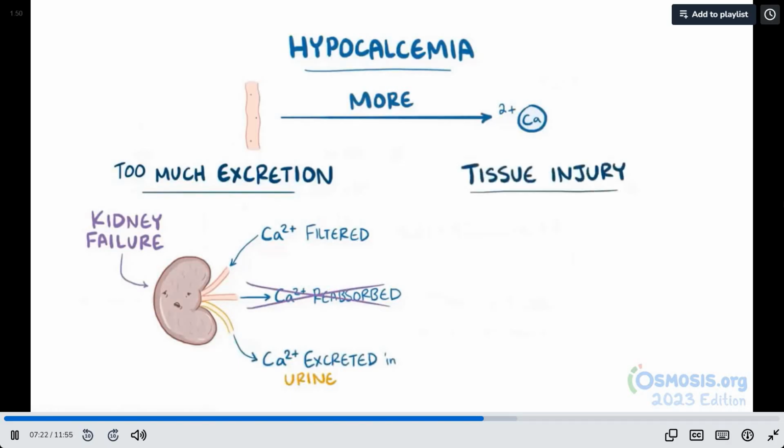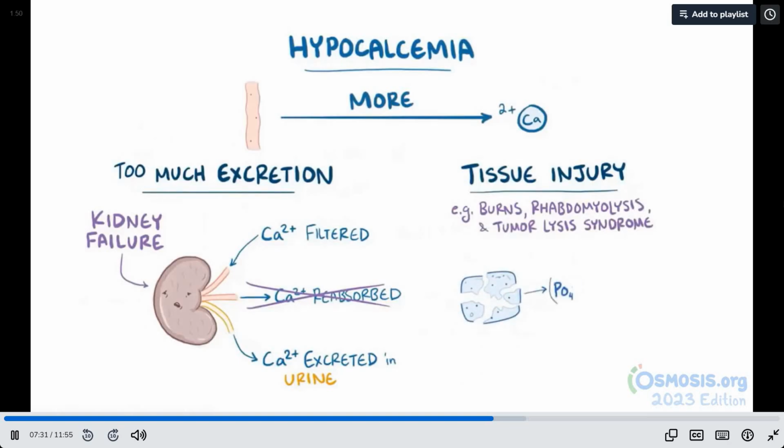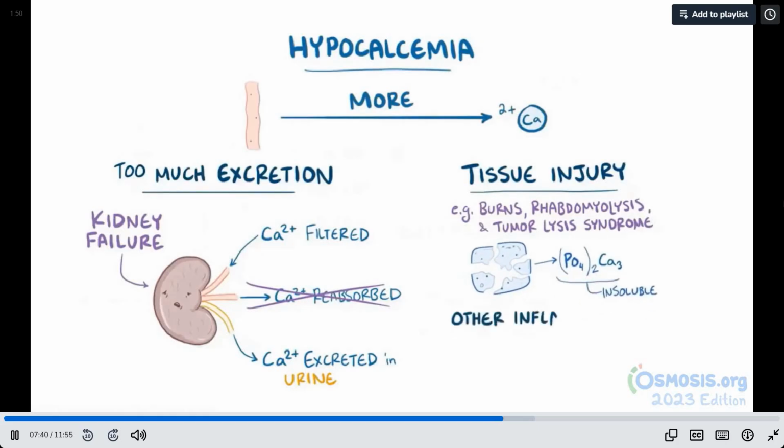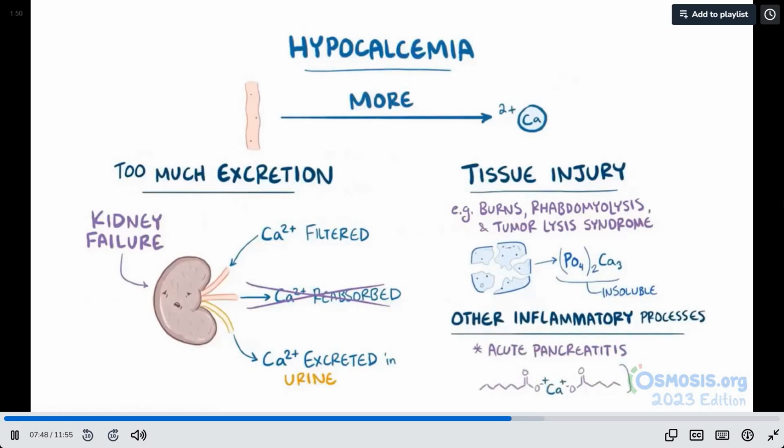A different example would be tissue injury, like burns, rhabdomyolysis, and tumor lysis syndrome, where large numbers of cells die and release intracellular phosphate into the blood. The phosphate binds to the ionized calcium and forms calcium phosphate, making it insoluble and effectively decreasing the total amount in the blood. Other inflammatory processes can also be a cause, like acute pancreatitis, because free fatty acids end up binding to ionized calcium, which is also insoluble and precipitates out as a soap-like substance.